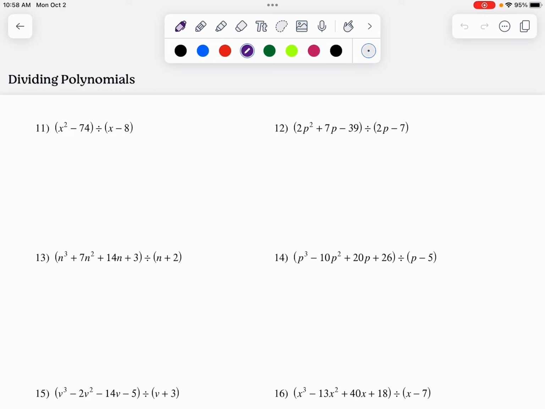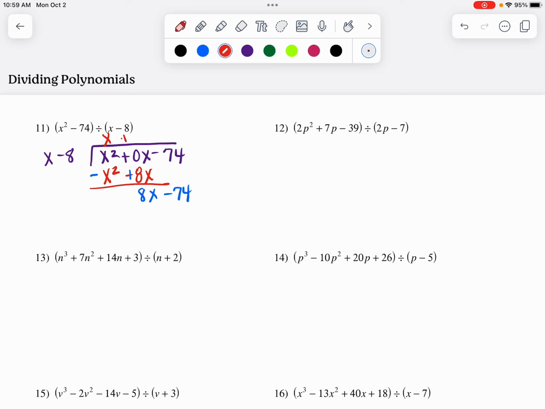I believe I did number 11 on the board, but I'm going to go ahead and do that here now. You're going to divide into x minus, not plus, minus 8. Since you're skipping the linear term, you do have to add in that 0 and then minus 74. Okay, so I'm going to need an x here because x times x is x squared and x times minus 8. And then we'll subtract. So remember when you're subtracting, you just change the signs. So that's going to leave me with a positive 8x and then bring down that 74.